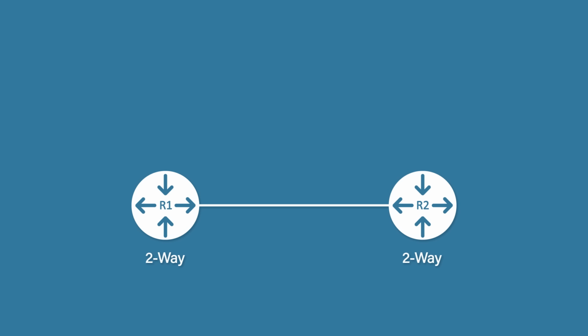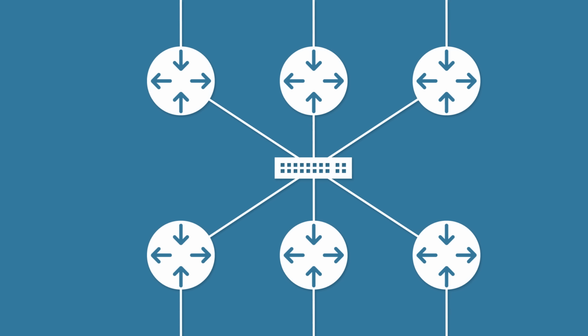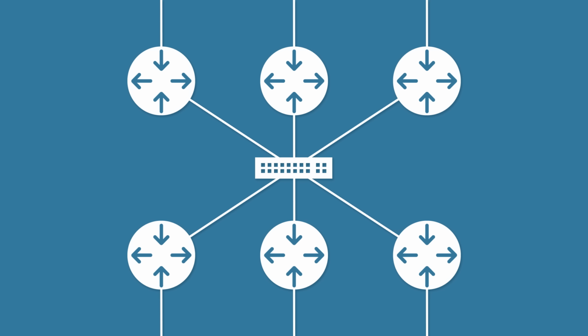Before moving on to the step of exchanging database information, first we must look at designated routers, or DRs, and backup designated routers, or BDRs. DRs and BDRs are not elected on point-to-point connections, so we need to take a very quick detour. In this network, we have 6 routers all connected on the same segment.